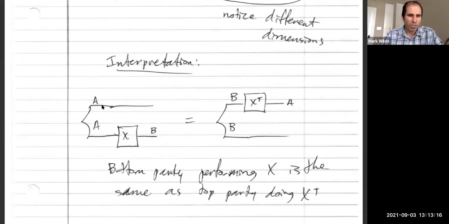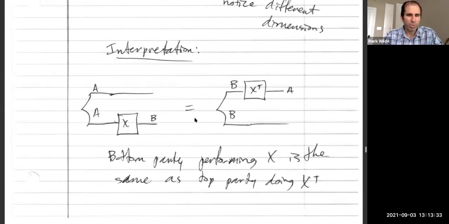Later on, we'll think of two parties sharing a maximally entangled state. Okay, that's a very special quantum state. It's an entangled state. We'll talk about what that means later on. And here I'm going to think of a top party and a bottom party. So what this transpose trick is saying is that if the bottom party performs X, it's the same as the top party performing X transpose.